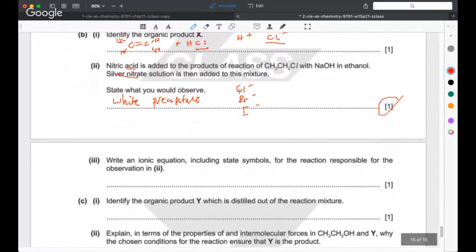All right, so we've got to write an ionic equation using state symbols for the reaction we set up here. Now, the ionic equation is, well, let me just put down the full equation. So you had silver nitrate plus hydrogen chloride, and that's going to give silver chloride plus nitric acid. That's the full equation.